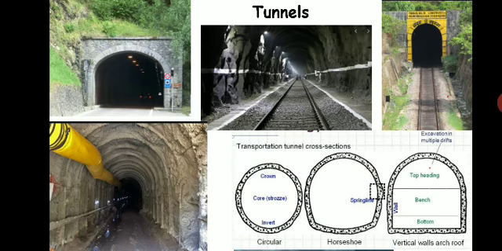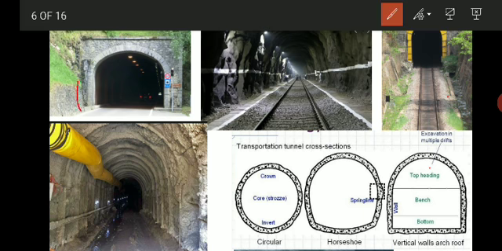Let us understand some terminologies related to the tunnel, which you can call the parts of a tunnel. In the cross section you can see there are transportation tunnels which are used for transportation. One is circular, one is horseshoe type. In the image you can see this is a horseshoe type tunnel, and then there are tunnels which are circular also. Let us discuss what the parts of the tunnel are.